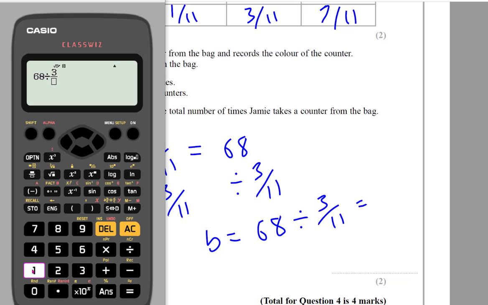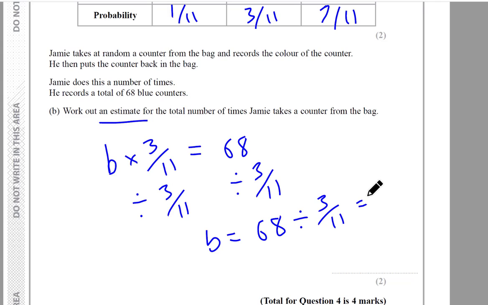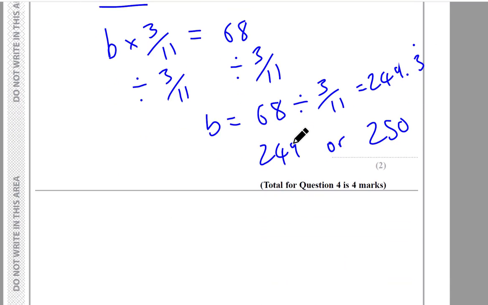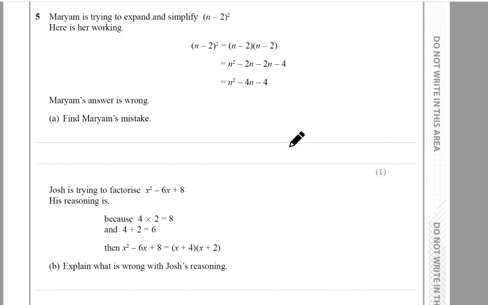use this fraction tool, use the S-D button, so that equals 249.3 recurring. Well, the counters have got to be a whole number, so you can say 249 or 250 are both acceptable answers. Right, let's look at question 5.